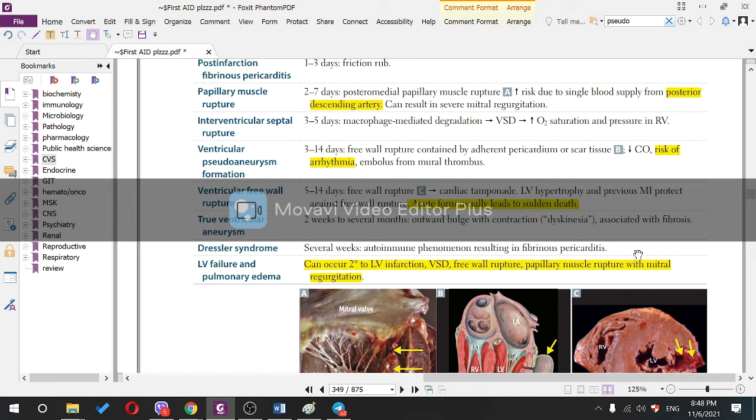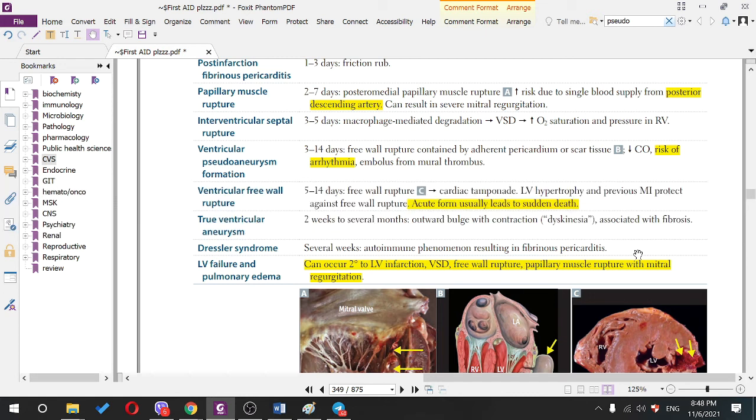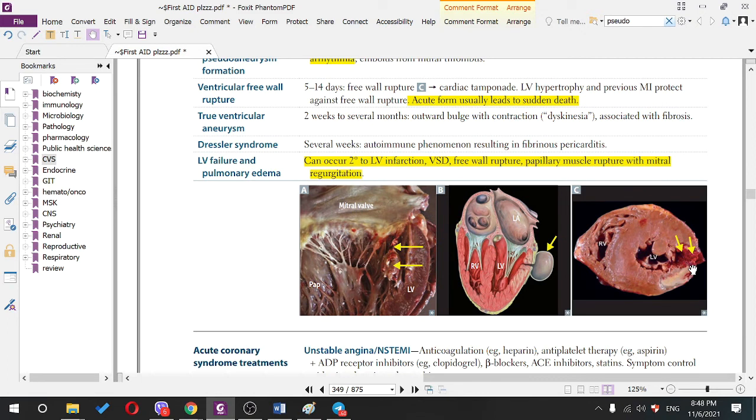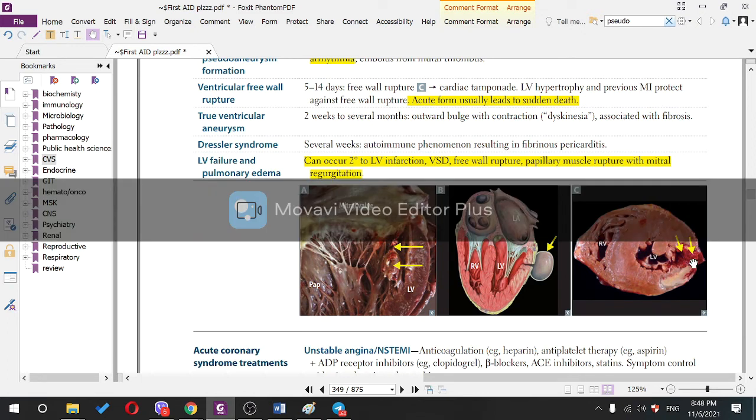Okay, if the free wall rupture happens acutely, the patient is dead. That's the interesting thing. You will almost never see a patient with this, but the pathologist will see all of them. Okay, so free wall rupture, done. Okay, true ventricular aneurysm. So we said this one is due to the scarring, you told me.